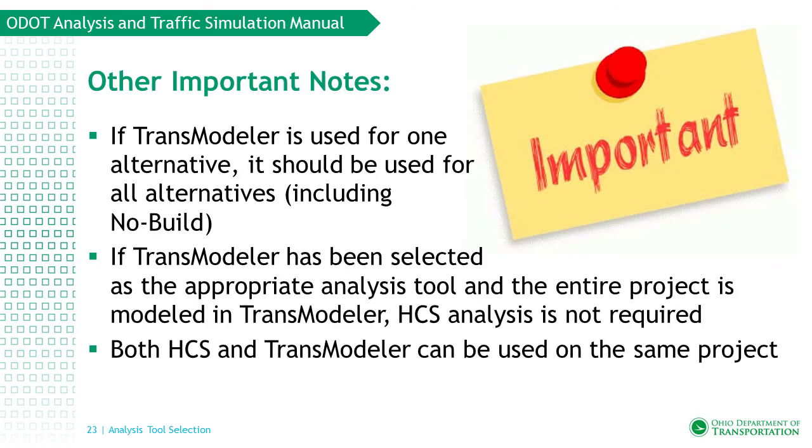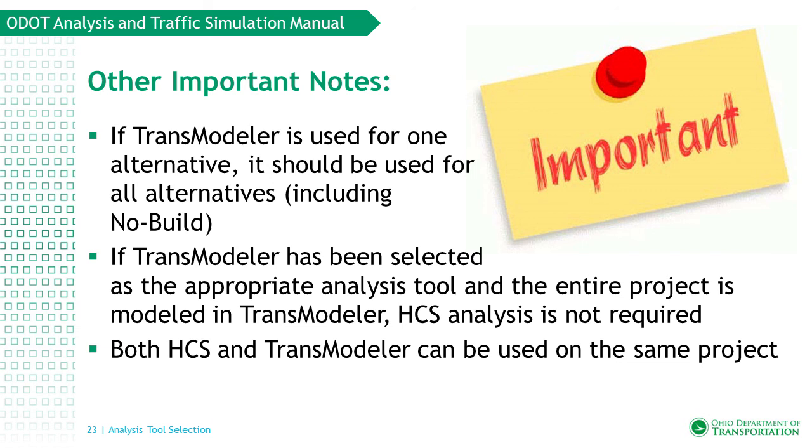If Transmodeler is used for one alternative, it should be used for all alternatives, including no build conditions, to provide an equal comparison between alternatives. If Transmodeler has been selected as the appropriate analysis tool and the entire project area is modeled in Transmodeler, HCS analysis is not required. Both HCS and Transmodeler can be used on the same project.